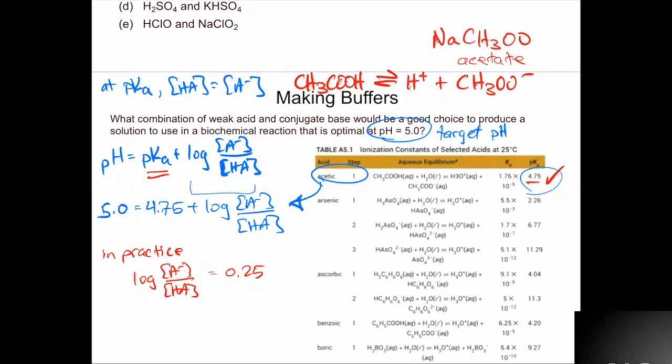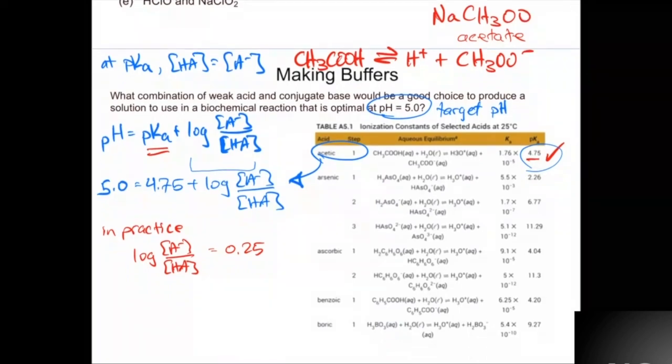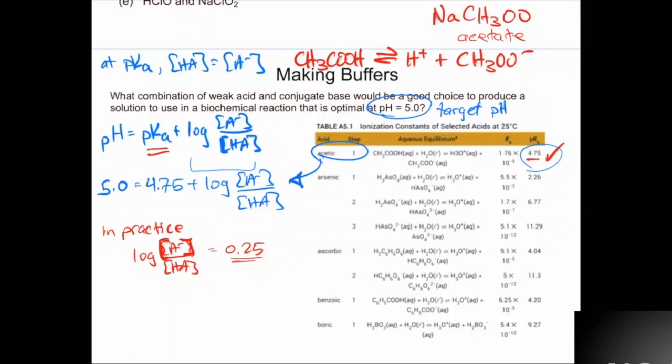Looks like that. So what ratio of acid and conjugate base would we need for the log of that to be equal to 0.25? How might we figure that out? Take the antilog. That's right. If we take the antilog of this, 10 to the 0.25, we get 1.78. Okay, so that's your ratio.